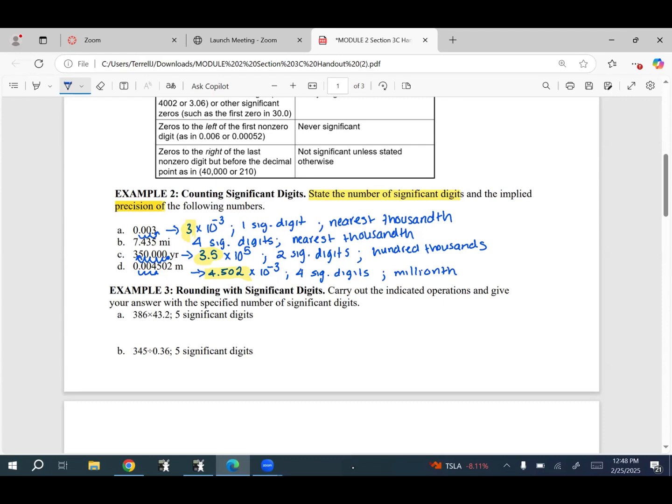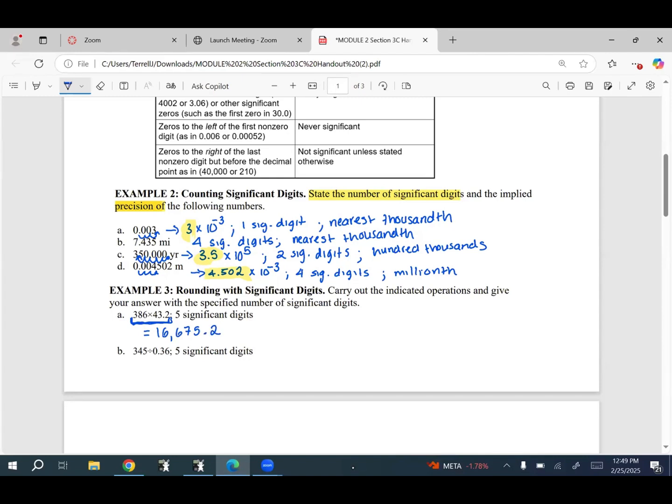That is the precision. Let's look at the next example. It says, carry out the indicated operation and give your answer with the specified number of significant digits. So what they want us to do is just do this operation, meaning multiply here, and then we want our final answer to 5 significant digits. So let's go ahead and do that. If I do 386 times 43.2, if I just multiply that, my answer is 16,675.2.